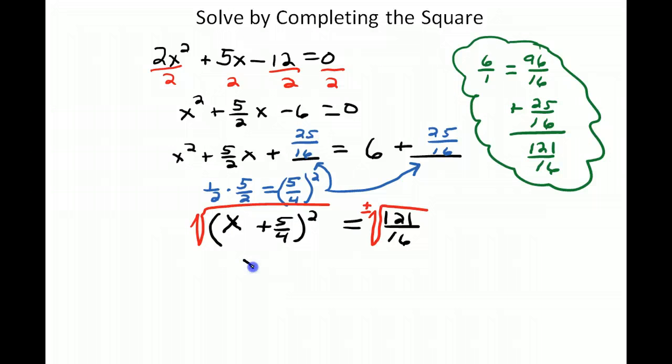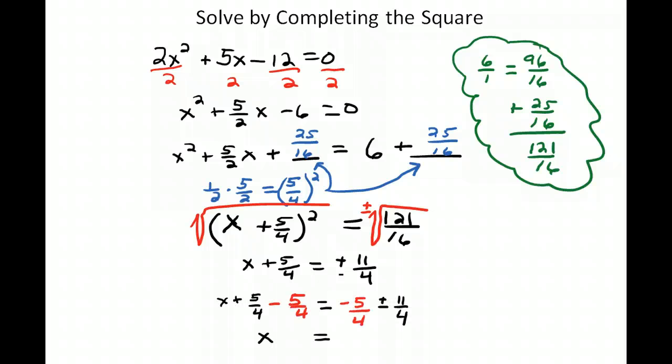The square and the square root undo each other, and I get x plus 5/4 equals plus or minus. The square root of 121 is 11. The square root of 16 is 4. Now I simply need to subtract 5/4 from both sides. Now you can see I've subtracted 5/4 from both sides, and on the right side, I like to put this number in front of the plus or minus fraction, because now when I think through this, I say negative 5/4 minus 11/4, that's negative 16/4, or negative 5/4 plus 11/4, which is a positive 6/4. So my final answer is going to be x equals negative 4 or 3/2 when I get that simplified.